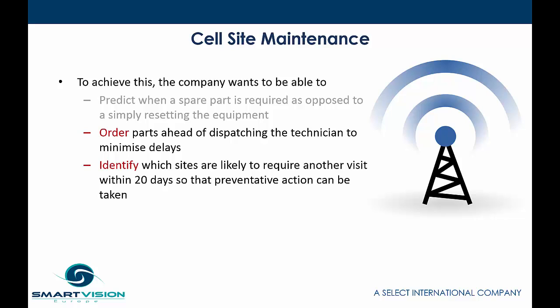In other words, what we're going to do is try and focus in and say, can we actually estimate or make a guess as to what part is required, or even just what the outcome of that particular maintenance job is going to be, whether it's a reset, etc. And we're also going to focus on trying to identify sites which are likely to require another visit within 20 days, so sites which throw another error message within 20 days. And the organization was interested in trying to identify these repeat offender sites, so that they could be more proactive and take preventative action to stop that from occurring.